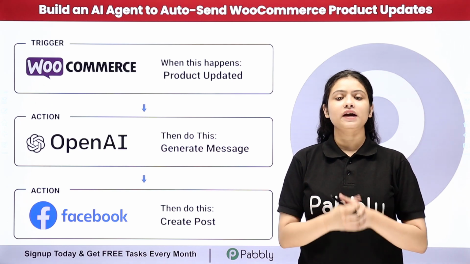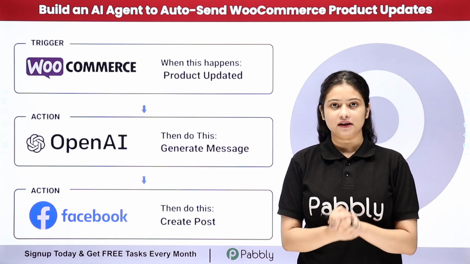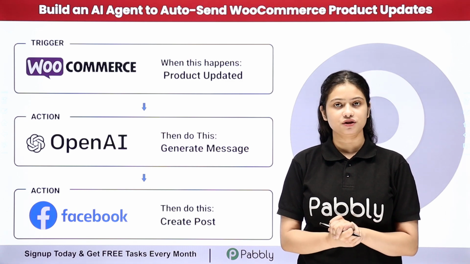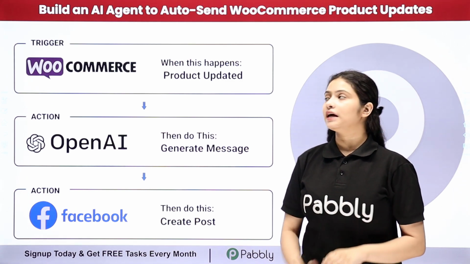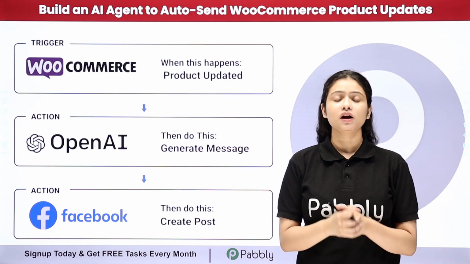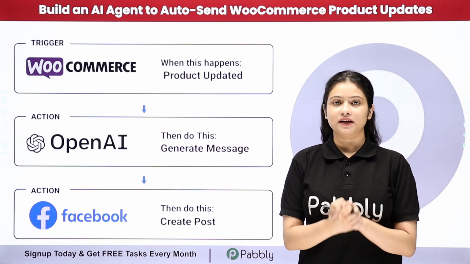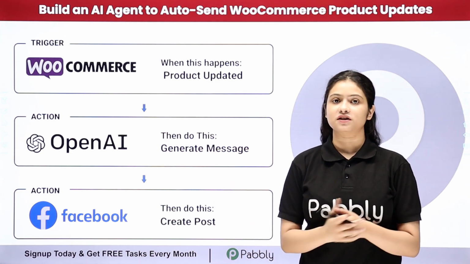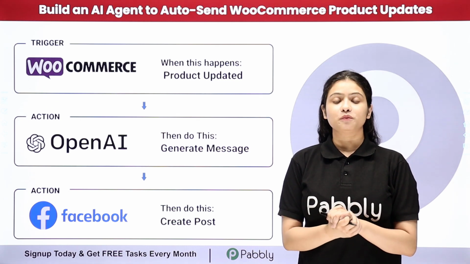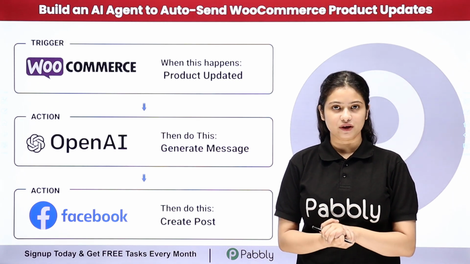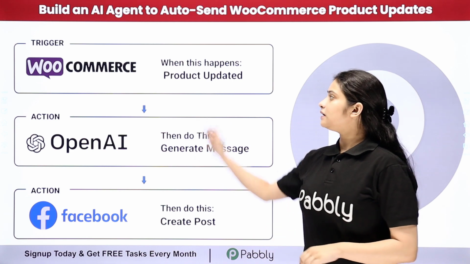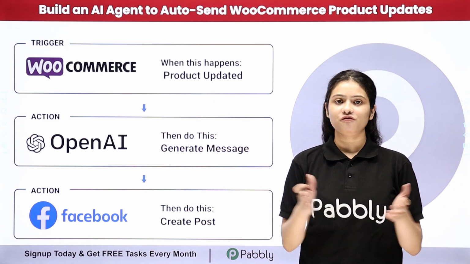For that, I am going to use my AI agent, that is OpenAI, and Pabbly Connect, that is an amazing automation and integration software. So as soon as I update any product on my WooCommerce store, a message is automatically sent to my team members as well as to my Facebook page as a post for my customers. To automate this entire process, I'm not going to use any coding or programming skills. I will be simply connecting all these applications with the help of Pabbly Connect.